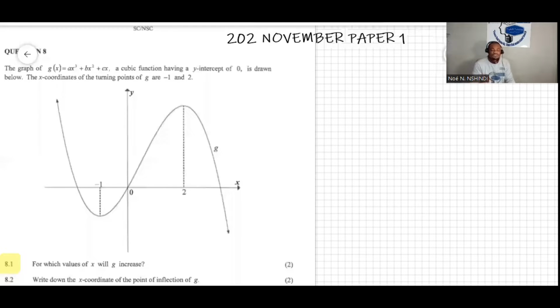Well, we have another question here. Question 8. The question says that the graph of g of x equal to ax cubed plus bx squared plus cx, a cubic function having a y-intercept of 0, is drawn below. The x-coordinates of the turning points of g are -1 and 2.